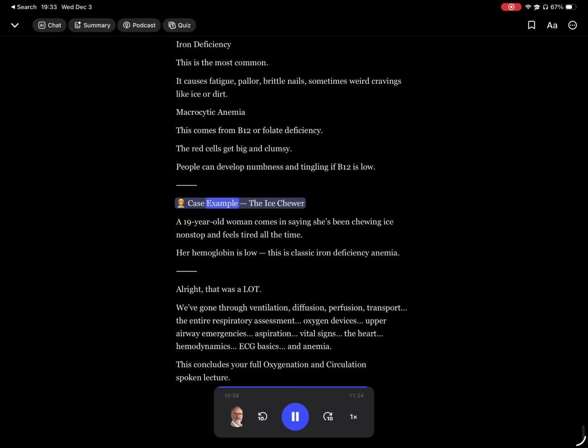Case example, the ice chewer. A 19-year-old woman comes in saying she's been chewing ice non-stop and feels tired all the time. Her hemoglobin is low. This is classic iron deficiency anemia.